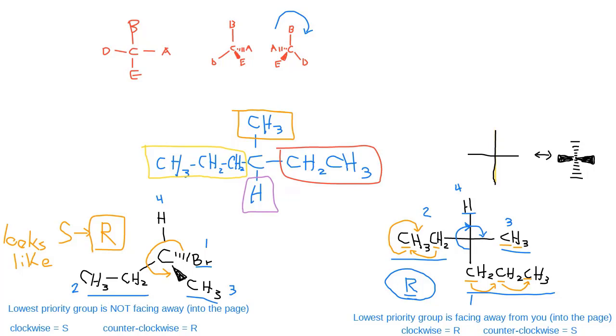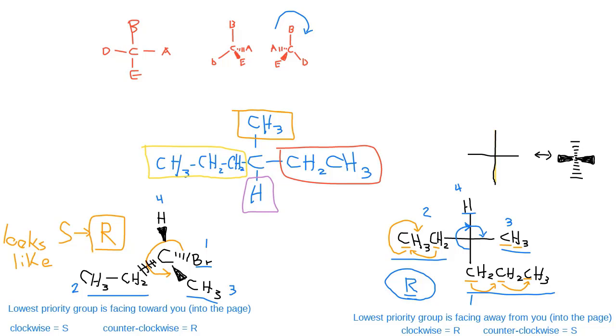Okay. I think I understand it now. Because the way you have this organized, the lowest priority is facing towards me, so that's R, right? Wait, hold on. It's not necessarily facing towards you, it's just not facing away from you. Because if it's in the plane of the page, in other words not coming in or out, then it's not certain it's going to be one or the other. You have to reorient it.